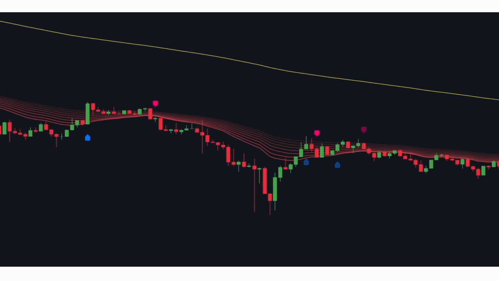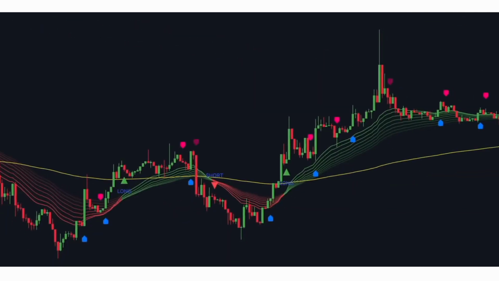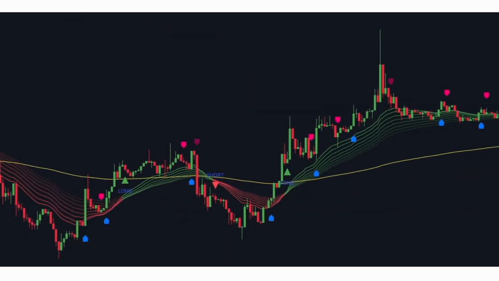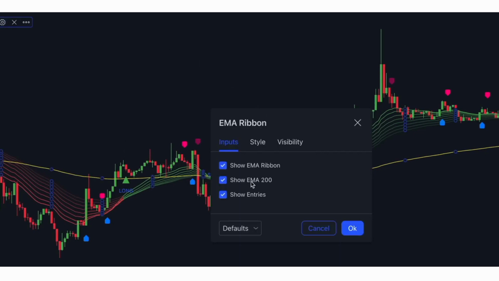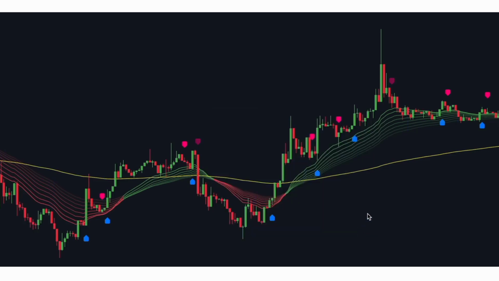The EMA ribbon will help us identify potential buy or sell signals based on the direction of the trend and the location of the price relative to the moving averages. As we can see, this EMA ribbon indicator comes with buy and sell signals. Since we already have a buy and sell indicator on a chart, which is the machine learning, let's actually disable those EMA ribbon signals. If we take a look at the chart, we can see that this indicator does filter out a lot of fake signals, but there are still some left.